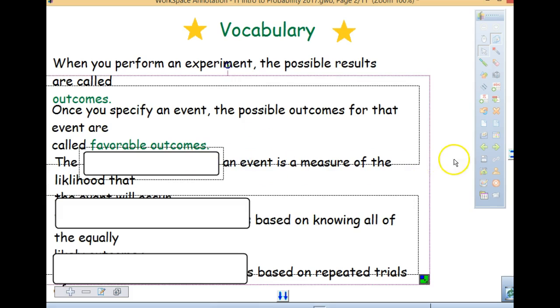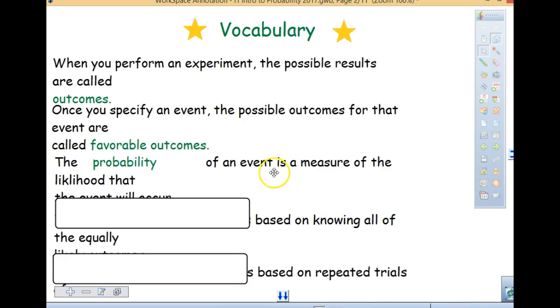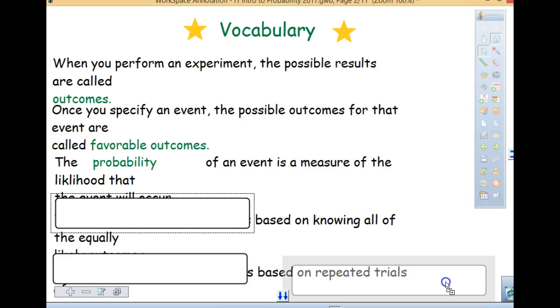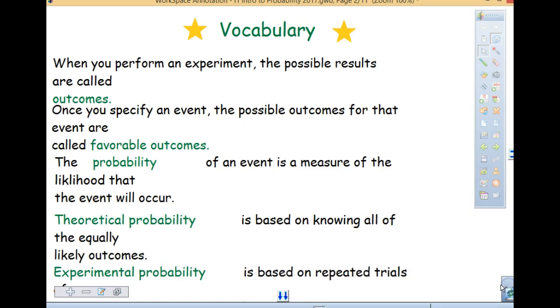The probability of an event, the word you're going to put in, is measuring the likelihood that that event will occur. So when we are thinking about how likely something is to occur, we talk about both theoretical probability, and then the other word that we are going to be using is experimental probability. Experimental probability is when you actually do the experiment, whereas theoretical probability is what we think will happen.